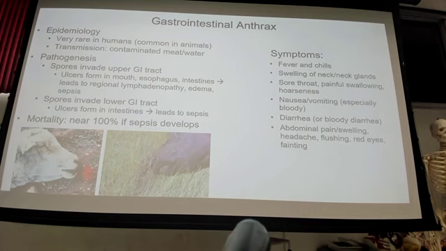And when that happens, the ulcers that form in the intestines can oftentimes lead to sepsis because you have a perforated intestinal barrier at that point. Very high mortality rates, nearly 100% in people if sepsis develops. This would be untreated gastrointestinal anthrax. In animals, this will kill animals as well.